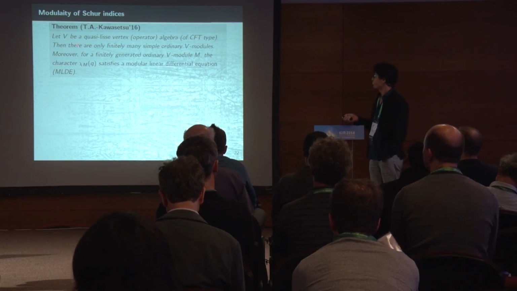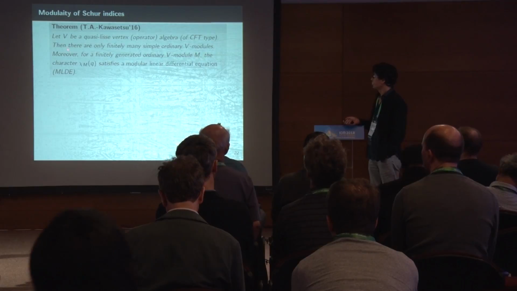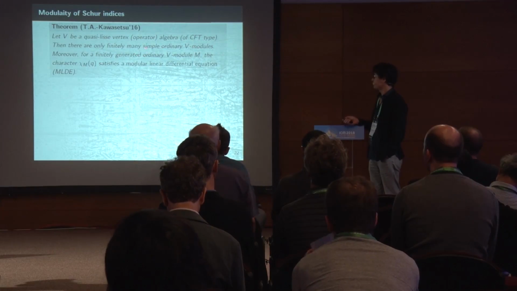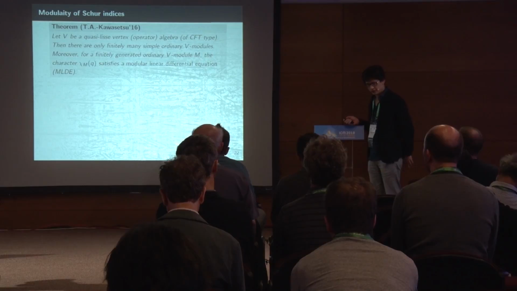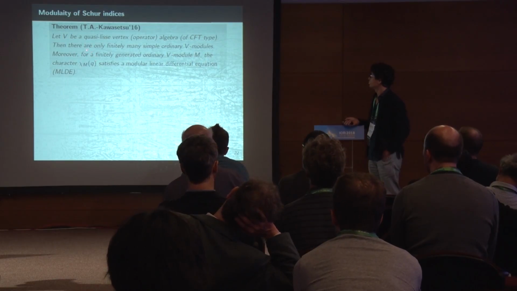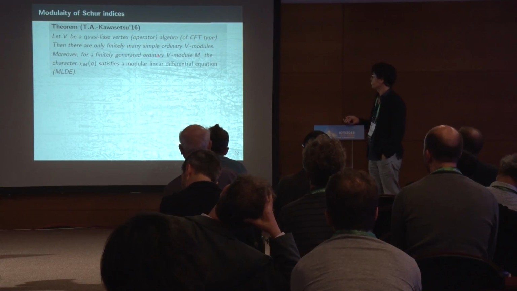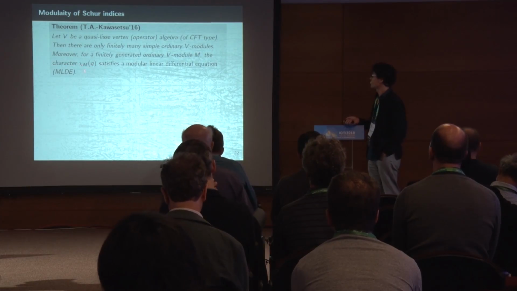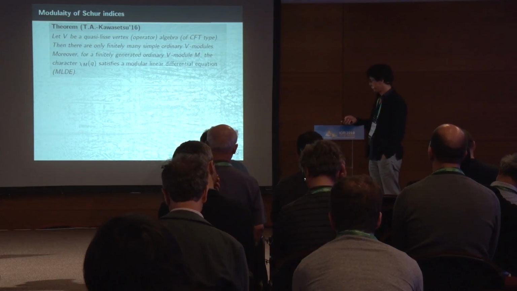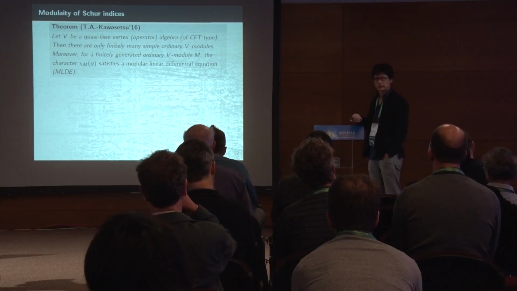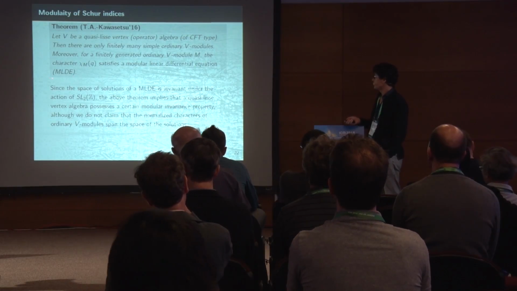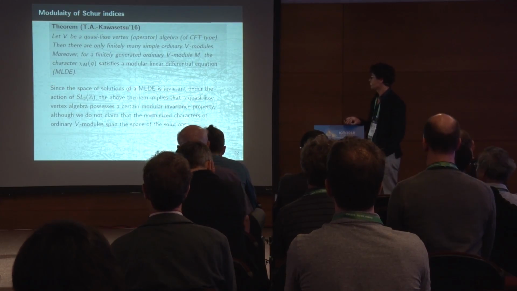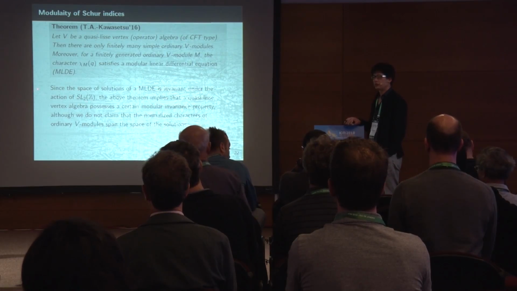And what we can show is that if V is quasi-lisse, there are only finitely many simple ordinary V-modules. Ordinary module means a module whose character makes sense. And for any finitely generated ordinary V-module M, this character converges to a holomorphic function on the upper half plane and satisfies a differential equation called a modular linear differential equation. Modular linear differential equations appear in the theory of modular forms, and the space of solutions of a modular linear differential equation is invariant under the action of SL2(Z).